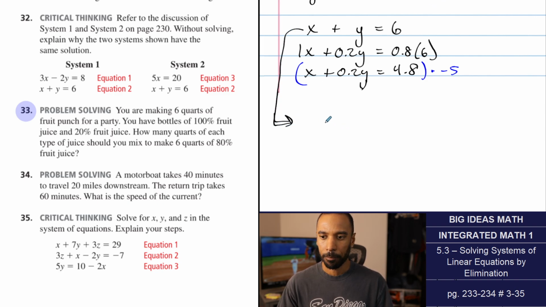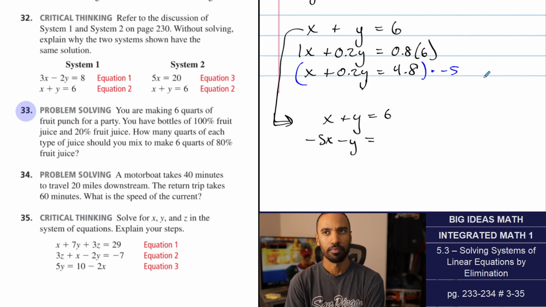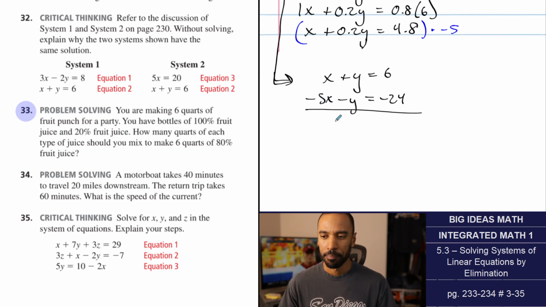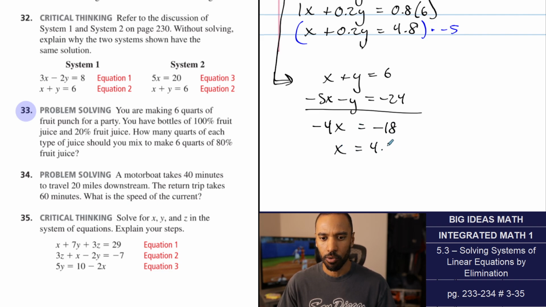This one will say x plus y equals 6. And if I multiply this by -5, that's -5x, fine, because this is minus 0.2 times 5 is 1. So minus 1y equals, and 4.8 times 5, 24, so -24? -24. Let's see if this pans out for whatever we want. That would be negative 4x equals -18, and divided by -4, that's x equals positive 4.5.